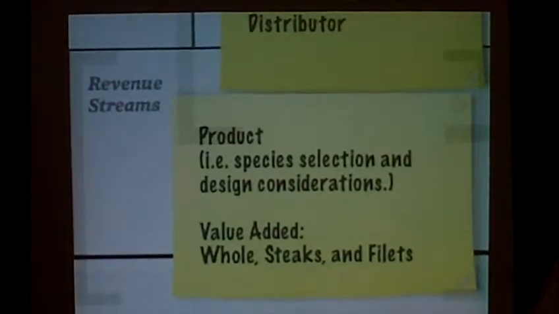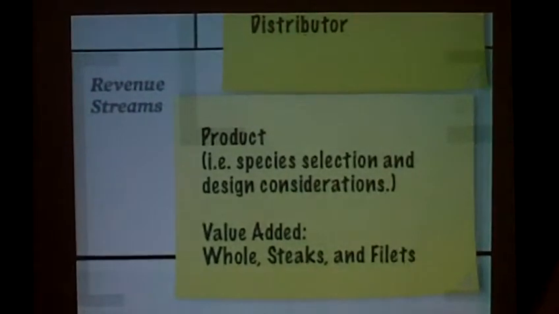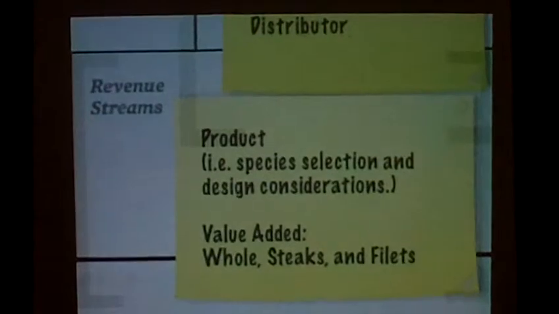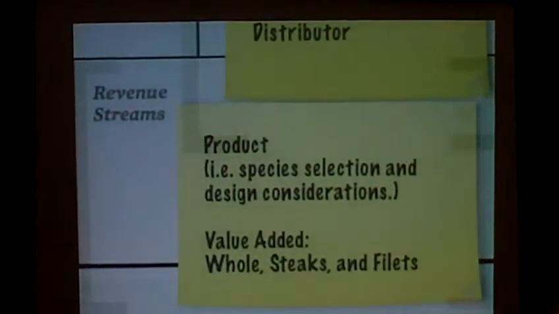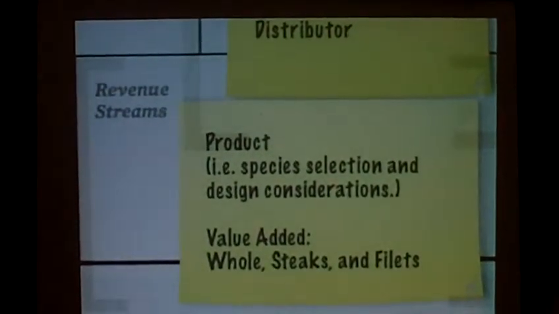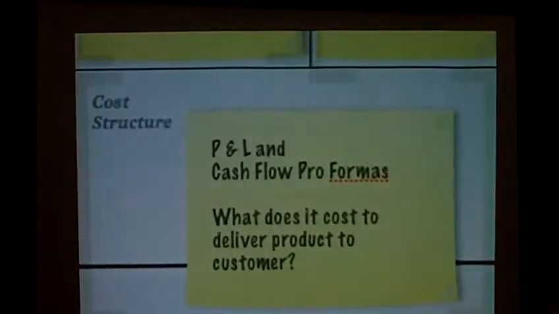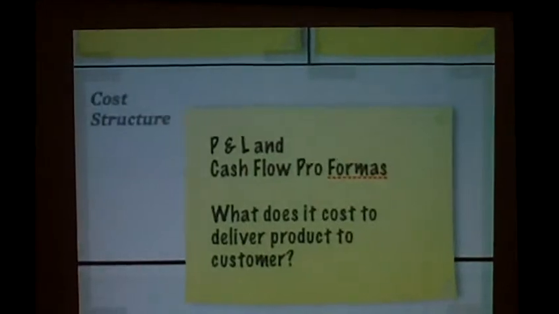And then you have what are the different products, and you're probably doing species selection based on these products and the value propositions that you want to offer your customer. And then cost, what does it cost to deliver that product to your customer?